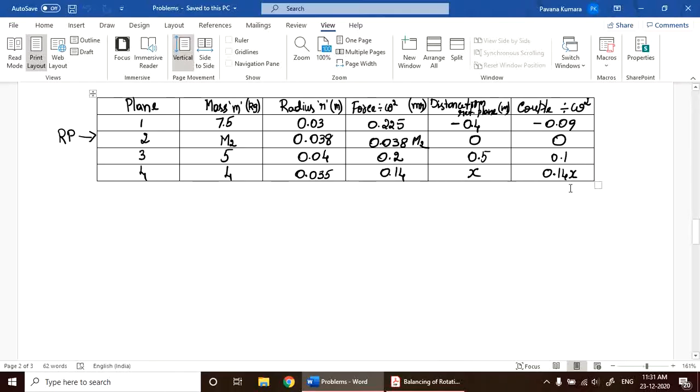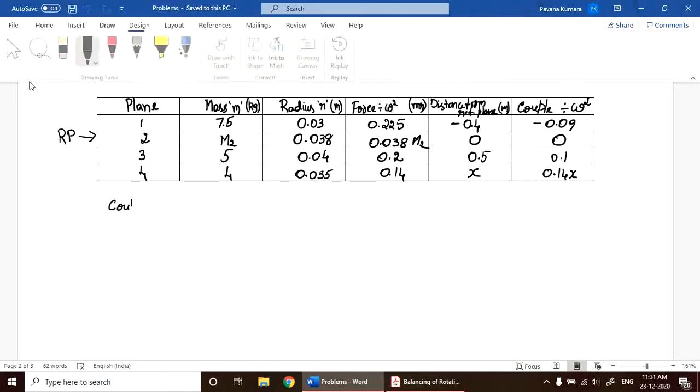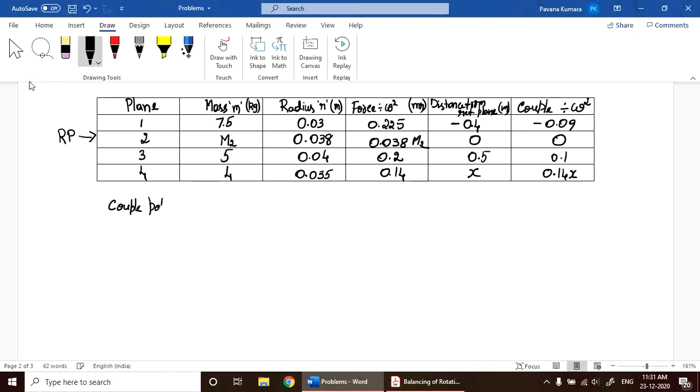So when you have this type of case, first we will start with the couple polygon. That means drawing a polygon by taking the values in this particular column related to couple divided by omega square. So you have these values: minus 0.09, 0, 0.1 and 0.14x. Four values you have. Based on this you have to draw the polygon.